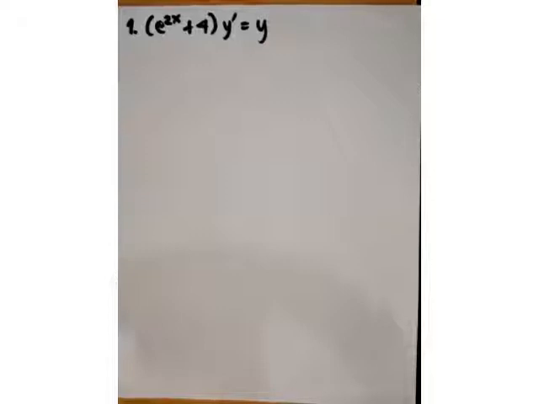So we're given that e raised to 2x plus 4 y prime is equal to y. So find the general solution of that given differential equation.